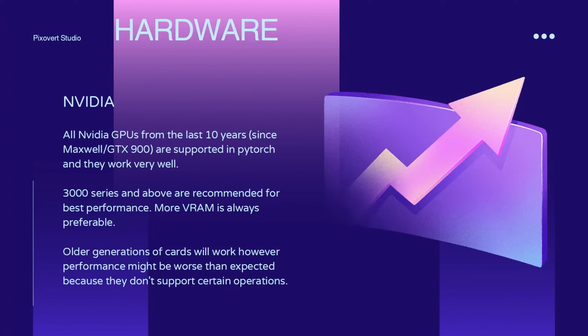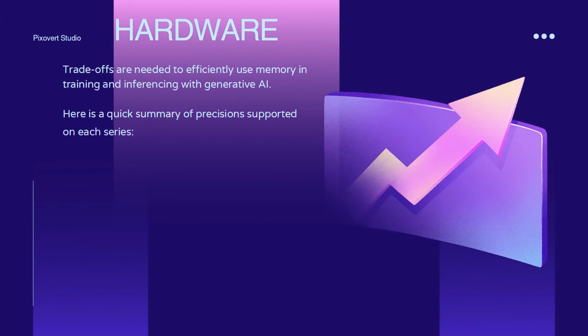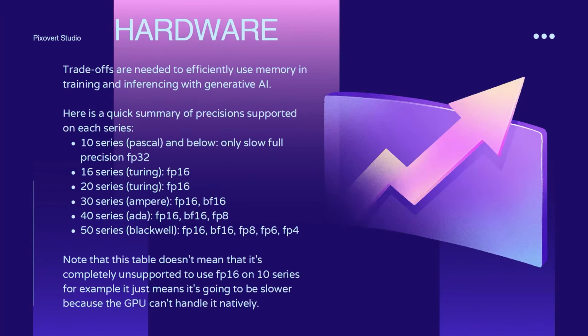Now, there are situations where you want to be careful in just focusing on VRAM alone, because it's not the be-all and end-all for performance. Older generations of cards will work, however, performance might be worse than expected because they don't support certain operations. Now, when it comes to NVIDIA hardware, there are trade-offs, and these trade-offs are needed to make use of memory efficiently. Memory is one of those bottlenecks that we encounter in graphics hardware.